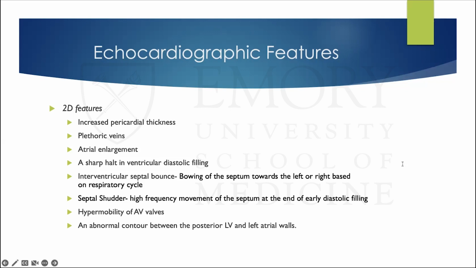And then you can also have something called septal shudder that was mentioned on the cardiac MR for our patient, where you actually have a high frequency movement of the septum at the end of early diastolic filling. So it's almost like a quivering of that septum. You can see hypermobility of the atrioventricular valves, and in some cases you can see an abnormal contour between the LV and left atrial walls.